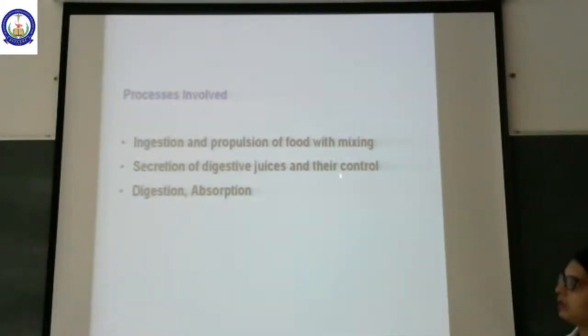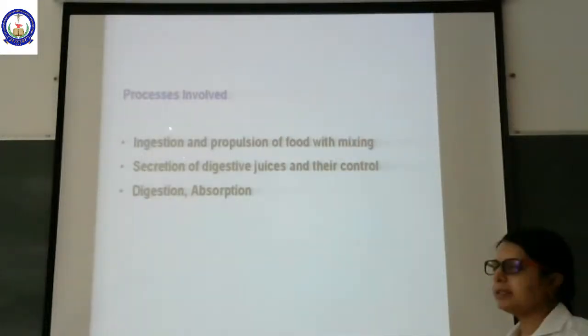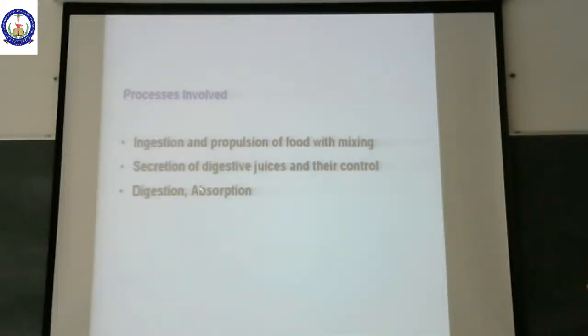So the processes involved in the digestive system are ingestion and propulsion of food with mixing. Ingestion I have already told. Ingestion and propulsion. Propulsion means forward movement of the food particles. In the digestive tract, forward means the food always should go from the oral cavity to the pharynx, to the esophagus, to the stomach, to the intestine, then to the large intestine, and to the rectum. That is propulsion. Propulsion of food and mixing. It is not only just the movement of the food, it should get mixed with the digestive juices.